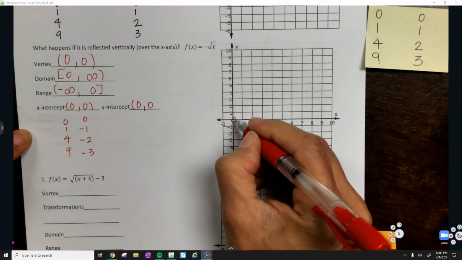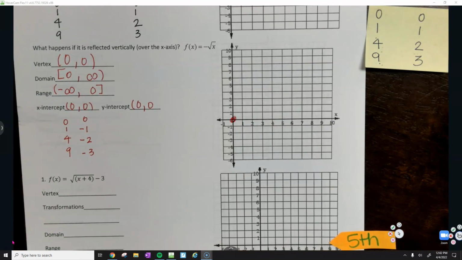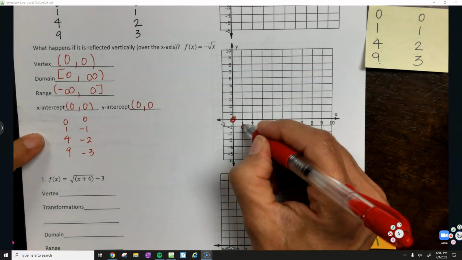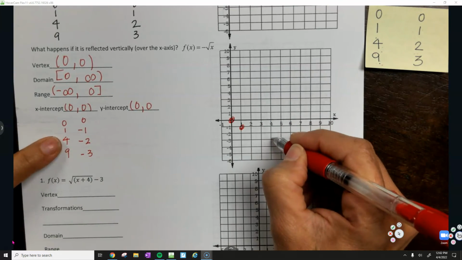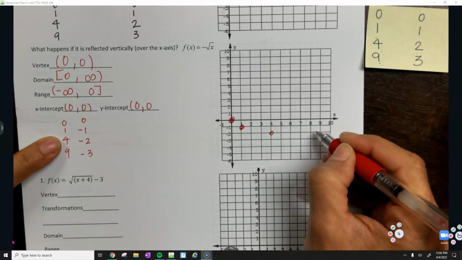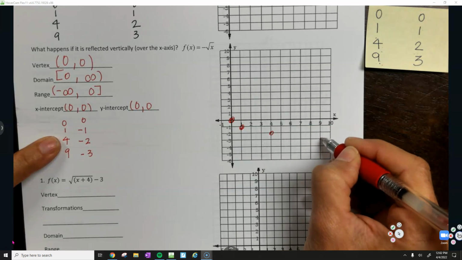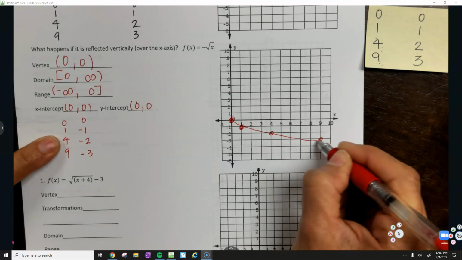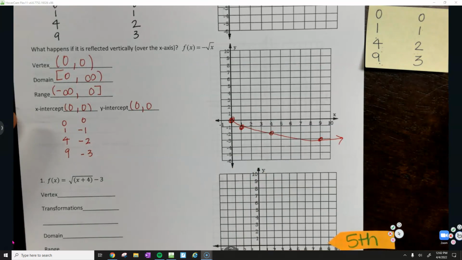So again, it starts at 0, 0, but it's going to be underneath the x-axis. So positive 1 and negative 1, and of course these ordered pairs right here. So you can kind of see how the arch is reflected upside down.